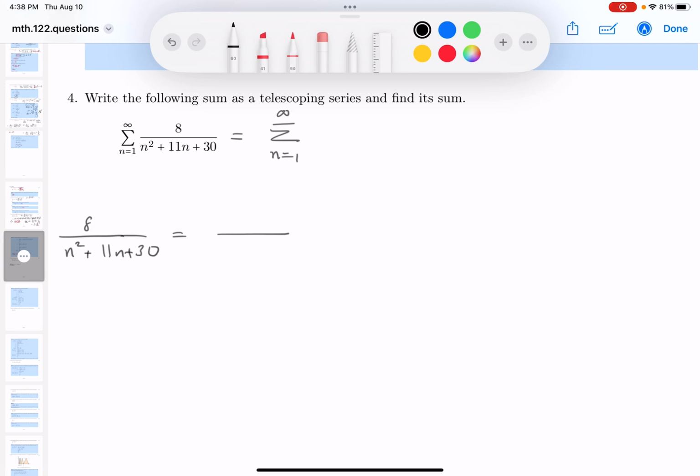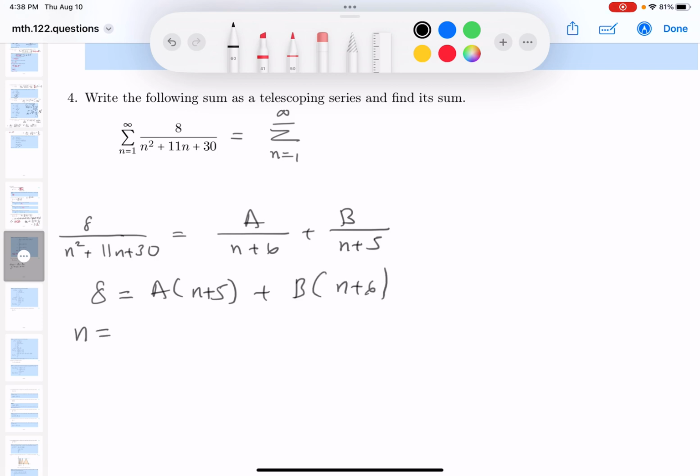You certainly learned partial fractions in math, I think it was 119, and then it was reinforced in the prior section of doing integrations. So I'm going to simply say, looking at it, it looks like n plus 6 and n plus 5. Relatively easy: A, B. I'm going to multiply both sides by the LCD. You would get 8 equals A(n plus 5) plus B(n plus 6).